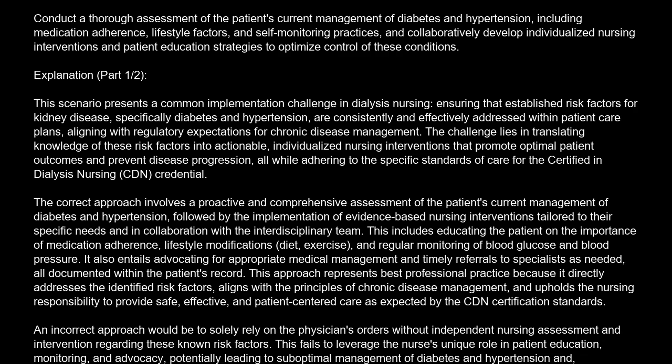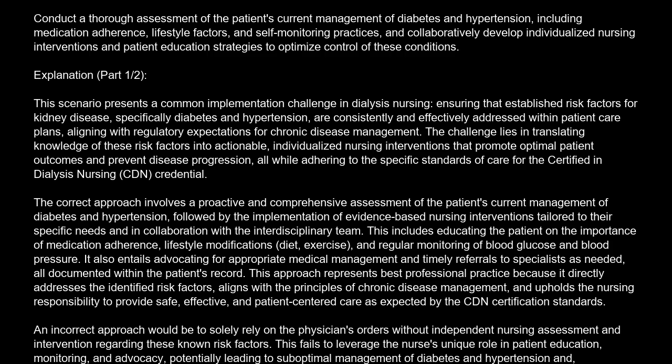The correct answer is A. Conduct a thorough assessment of the patient's current management of diabetes and hypertension, including medication adherence, lifestyle factors, and self-monitoring practices, and collaboratively develop individualized nursing interventions and patient education strategies to optimize control of these conditions.